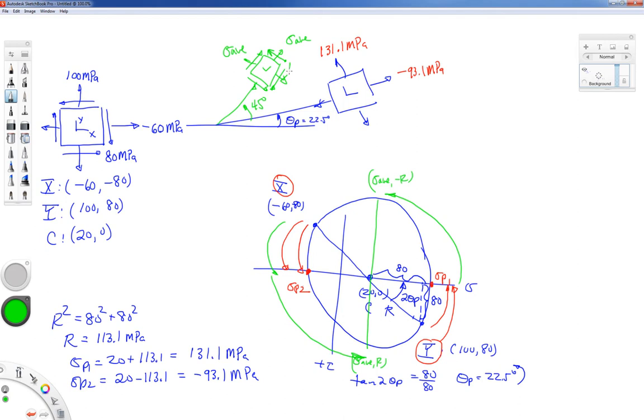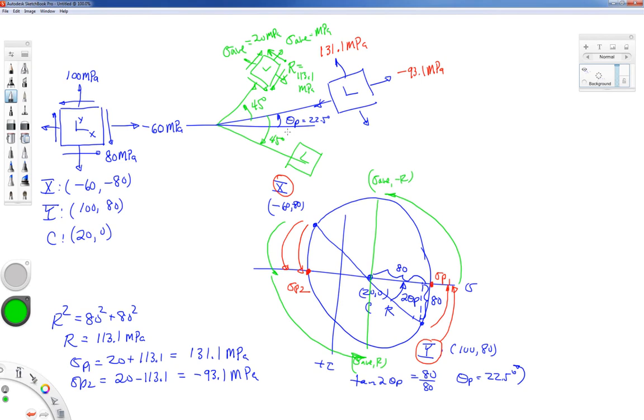The value of this number is R. It's equal to the 113.1 megapascals. Sigma average is equal to 20. Maximum shearing stress state is always 45 degrees from the principal stress axis. It's either plus or minus. If we had gone in the minus direction, the block would look like this. 45 degrees this way.